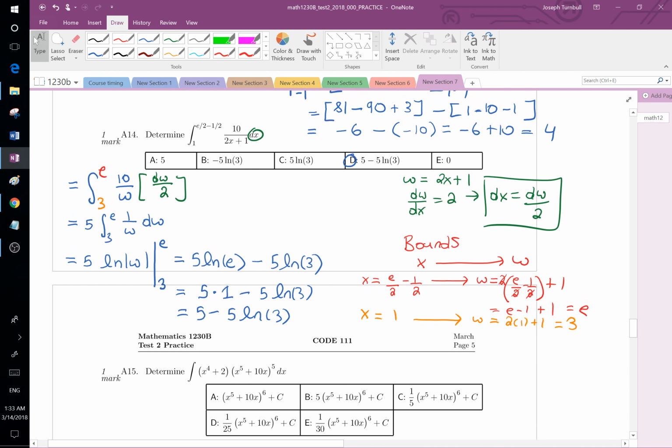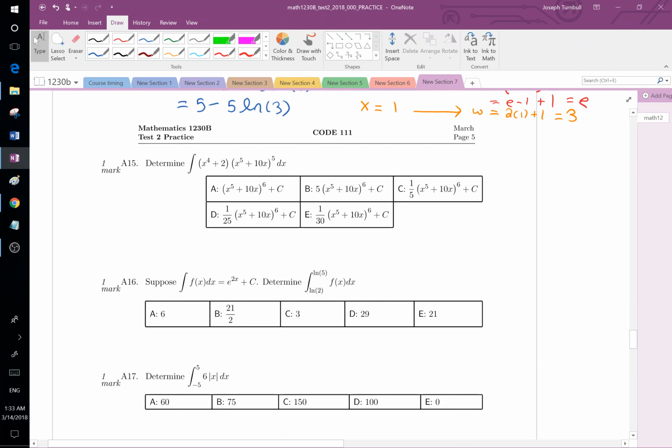Now when you do this type of substitution and you change the bounds of integration to be represented in terms of the new variable, you do not take your antiderivative, your ln w, and convert it back into ln of 2x plus 1. You don't convert it back to the x variable unless you also want to convert your bounds back to the original bounds. And you did all that work basically for nothing.